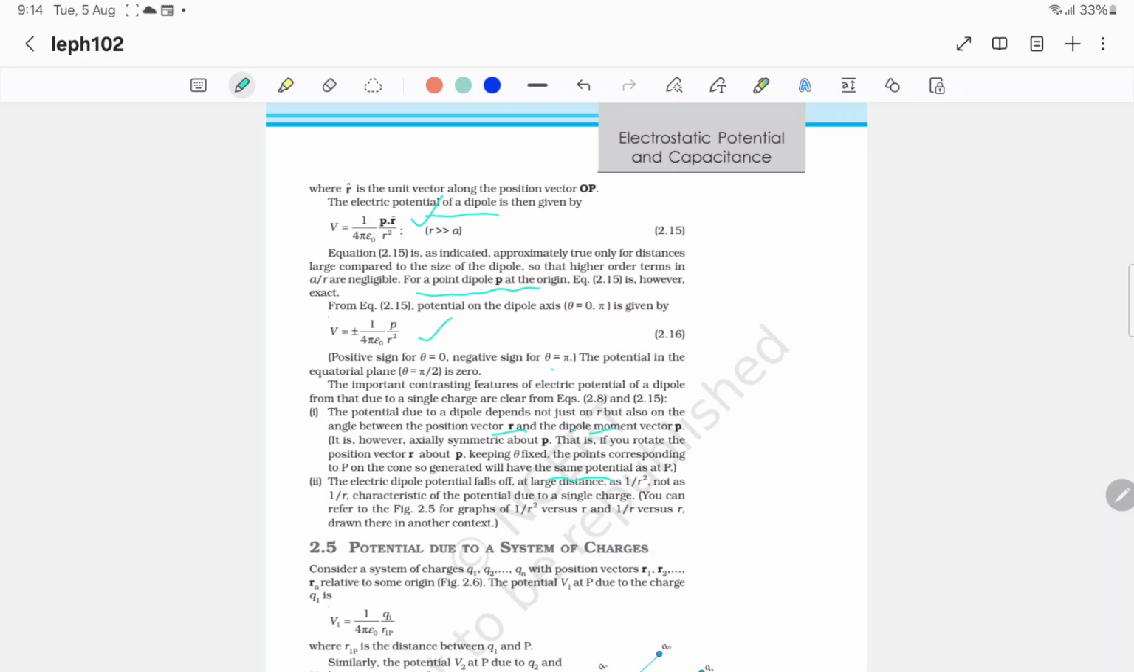Electric dipole potential falls off at large distance as 1 by r square, not as 1 by r, which is the characteristic of potential due to a single charge.